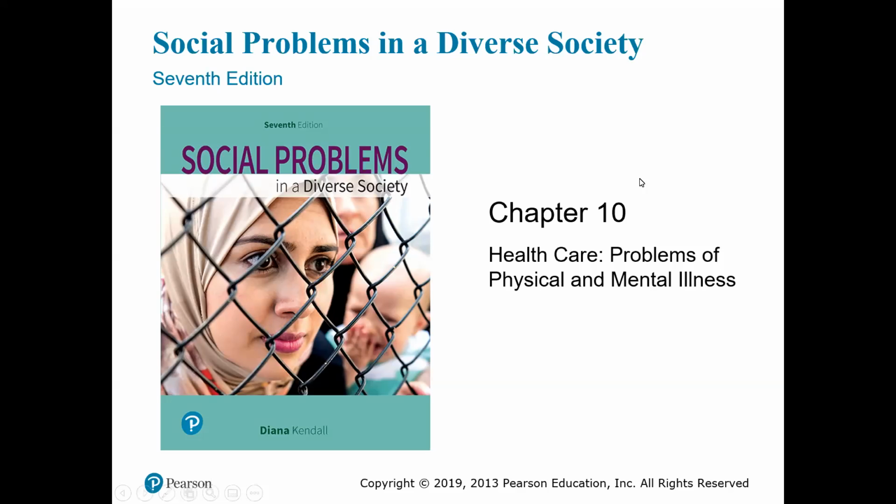Hello, everyone, and welcome. Today, we're going to be looking at Chapter 10, all about healthcare, problems of physical and mental illness. Here is a chapter summary. The healthcare industry in the United States accounts for more than 17% of the gross domestic product, yet this has not translated into better life expectancy for everyone.